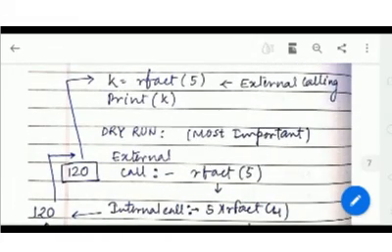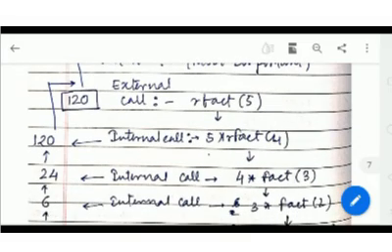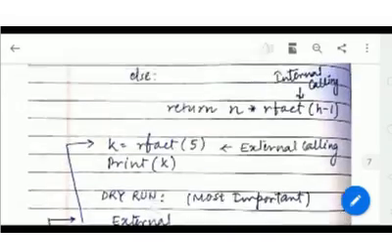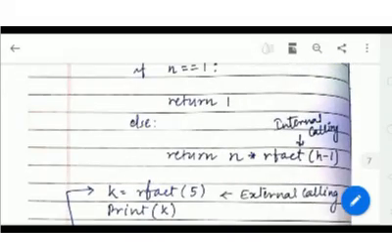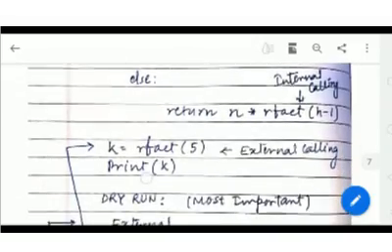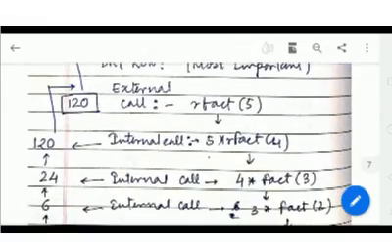Now let's understand this using a dry run. rfact has been called with 5, this is the external call. Since it is not 1, it is 5 into rfact of 4. If it was 1, it should have returned 1. Since it is not, it is 5 into rfact of n minus 1. So when n is 5, rfact will be called with 4. The first statement that will execute is 5 into rfact of 4.